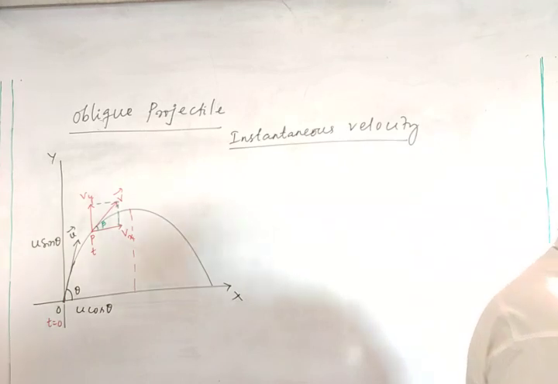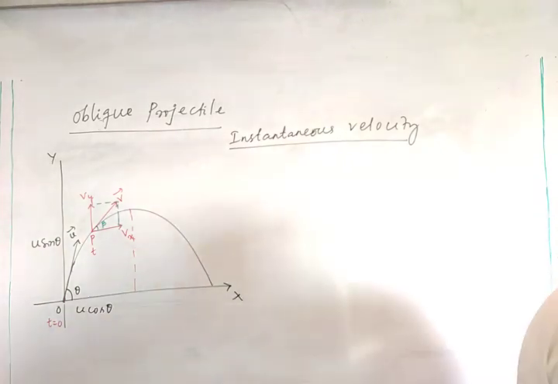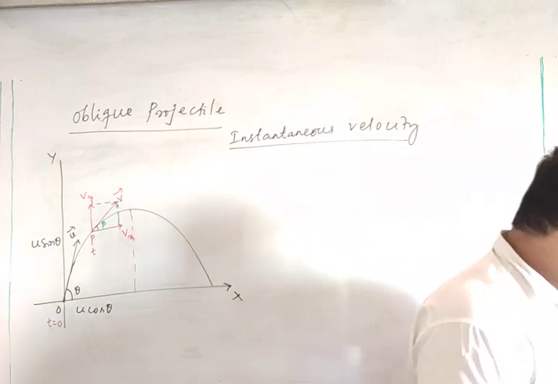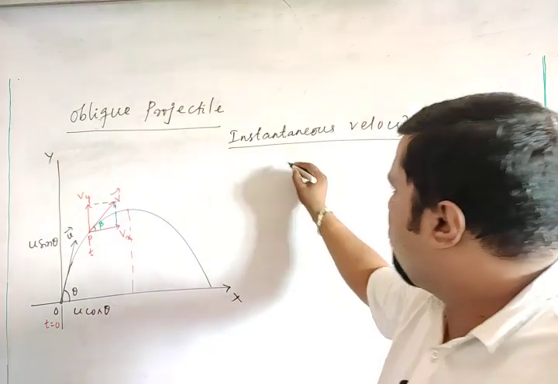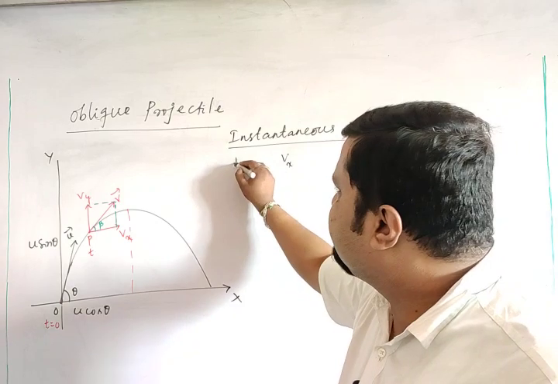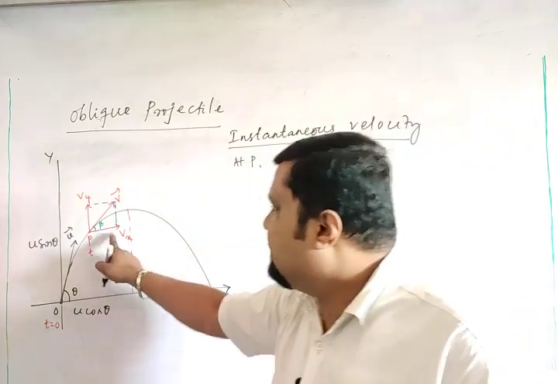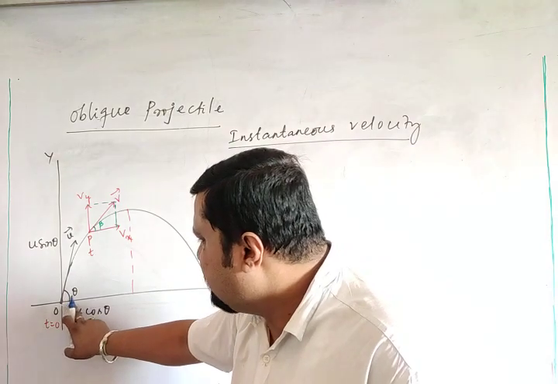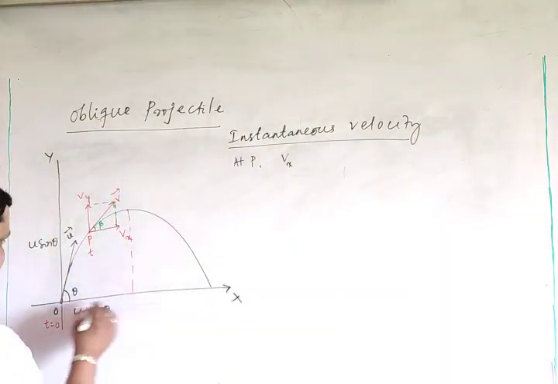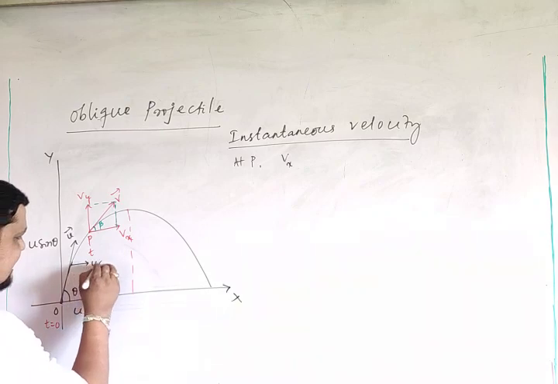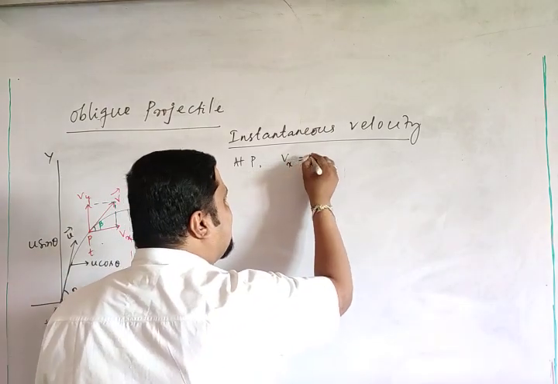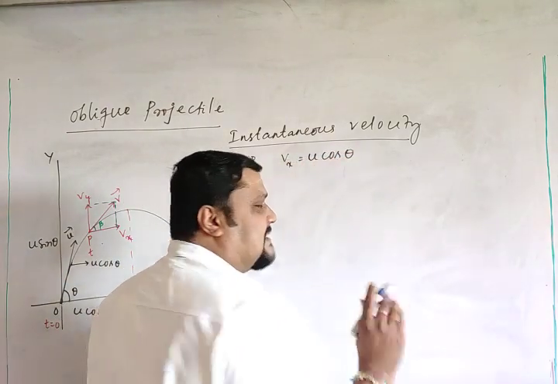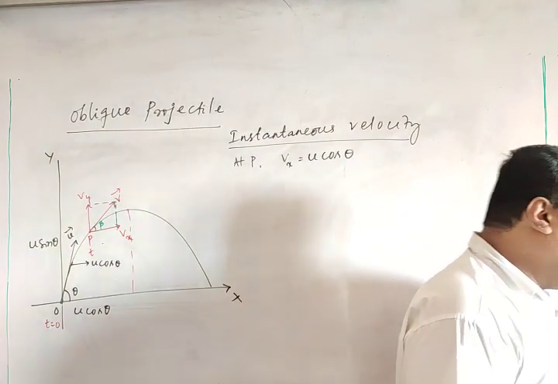Now we will calculate one by one. Initially there is a velocity, that is your vx. At this point, what would be its vx? At P, what would be the vx? As you know, u cos theta, at every point this velocity u cos theta is uniform. So here it is u cos theta, here also u cos theta, here also u cos theta. So vx I can write as u cos theta. This does not change. The horizontal component is uniform, so u cos theta.